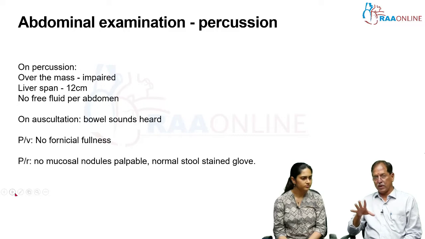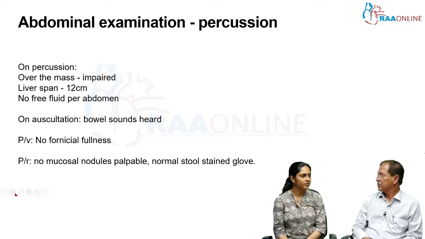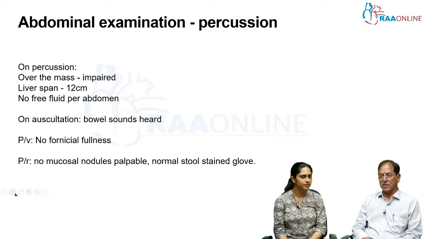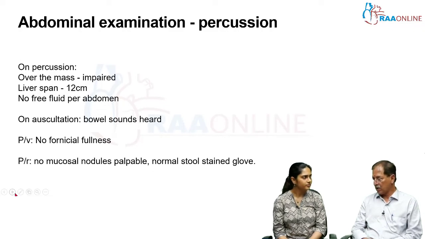Then no free fluid per abdomen you have mentioned. What all did you do? See, obviously fluid thrill you won't do because there's not much distension. Yes, okay, sir. So what do you do? So for minimal distension, we can check for puddle sign. And what else will you do? Or shifting dullness. So what does it indicate, shifting dullness? That moderate ascites. When do you call moderate ascites? More than 500 ml, up to 1500 ml. More than 1500 we call it as massive ascites. Yes, sir. Okay. So less than 500 ml we call it as minimal ascites. Okay, sir. Right. Fine.